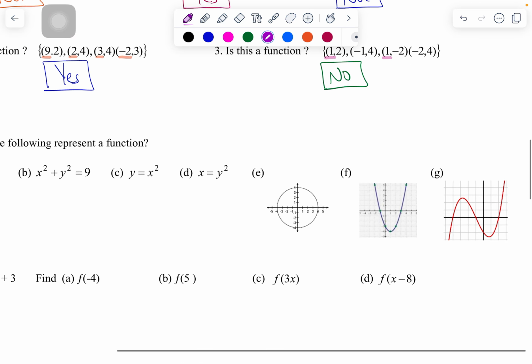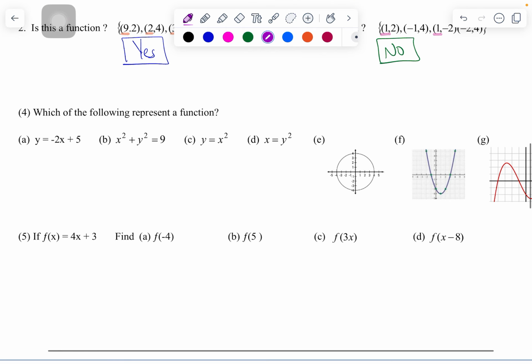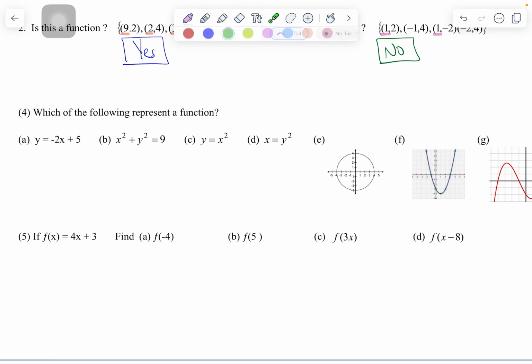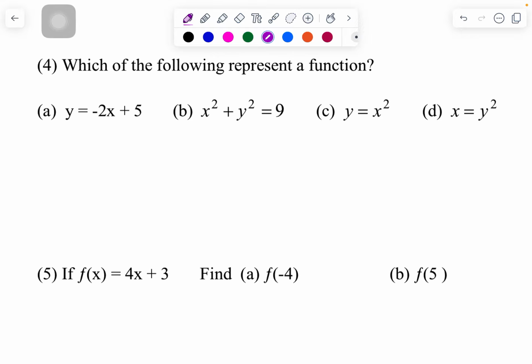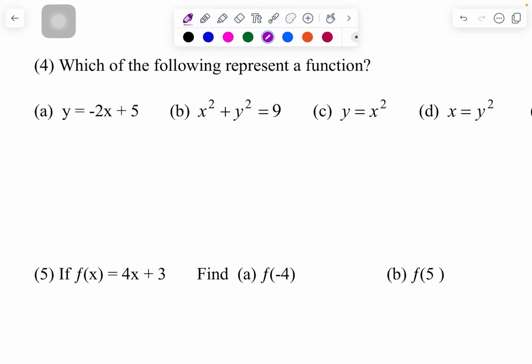So then what's going to happen in question number 4 when you have equations and when you then have graphs? So let's talk about question number 4 for the function equations. And I'm saying function equation. We're going to test to see if these equations are functions.